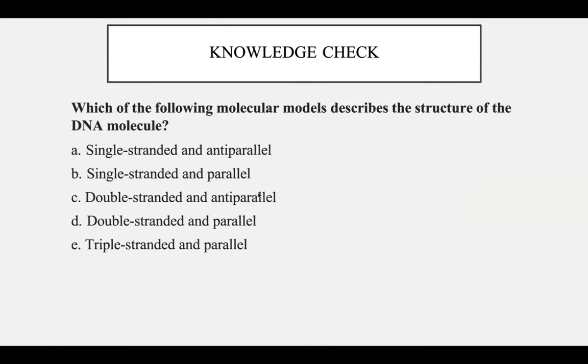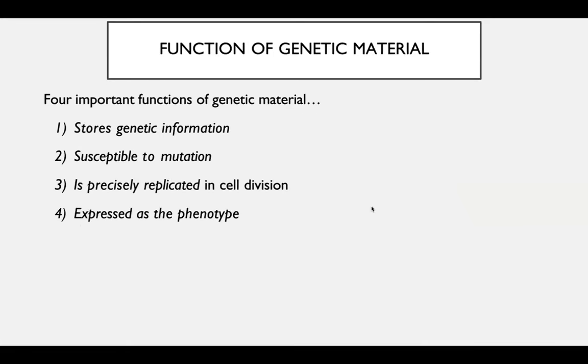So, which of the following molecular models describes the structure? In this case, it is C, double-stranded and anti-parallel. So, four important functions of genetic material. What is the function of DNA? It stores genetic information, is susceptible to mutations, which can cause changes in our body, is precisely replicated in cell division, and is expressed as the phenotype.